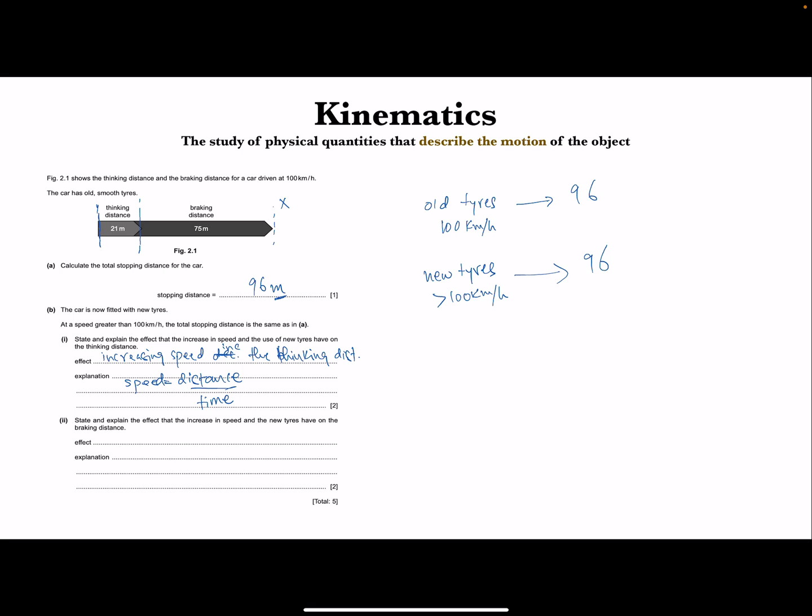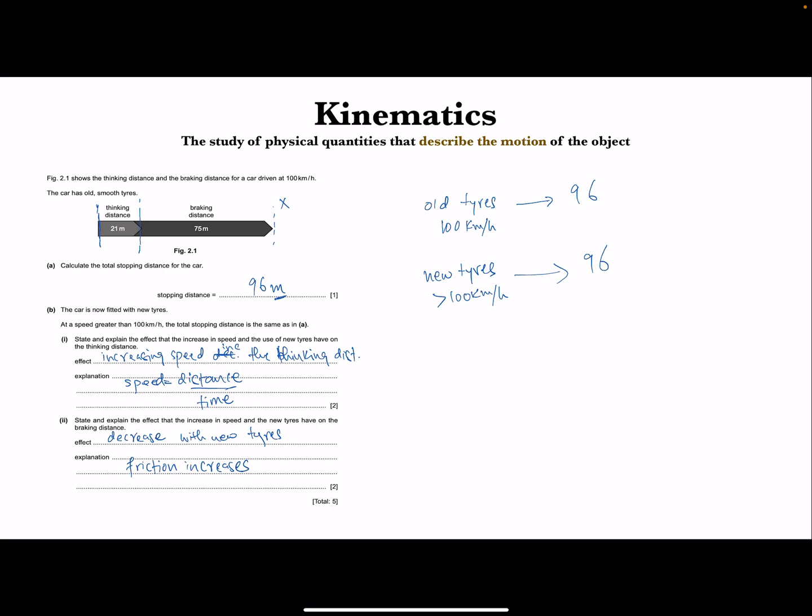State and explain the effect that the increase in speed and the new tires have on the braking distance. Well, when it comes to braking distance, even though I'm traveling at a greater speed, because I have new tires, there's more friction, and so I'm going to stop quicker. So the braking distance is going to decrease with the new tires, and the explanation is that friction increases because our new tires are in much better shape.